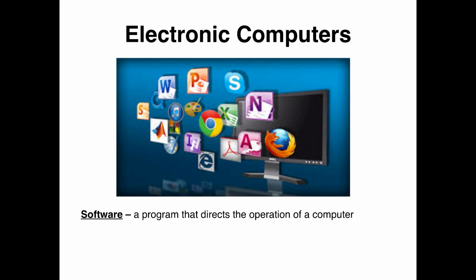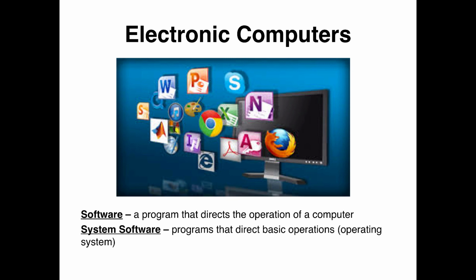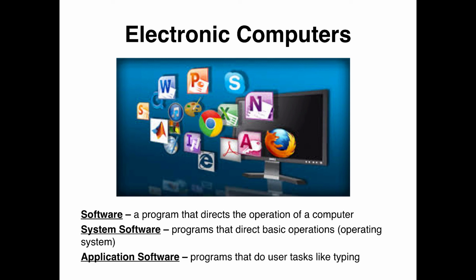Now, software. We've been talking about hardware. Software is all the programs that direct the computer and tell it what to do and how to do it. System software is the underlying software that does the basic operations that the computer does, and it's generally called the operating system of the computer. And then the application software is all the other programs, things like Word and PowerPoint and Firefox and various other types of software that we use.